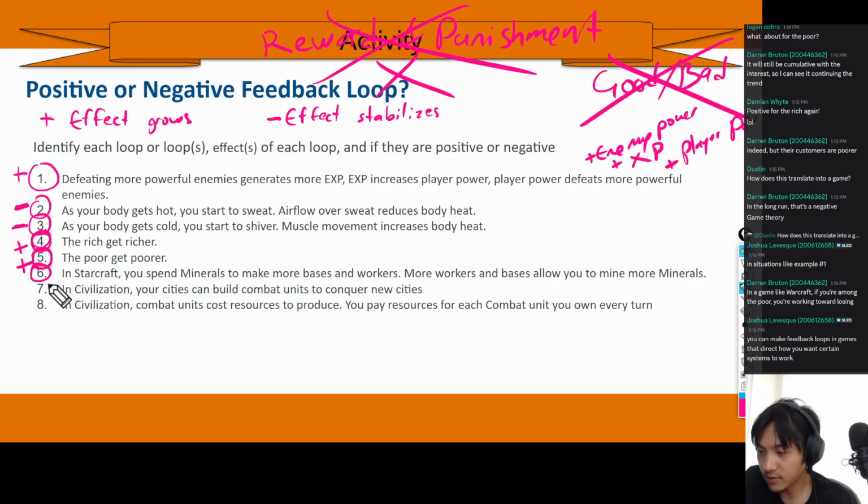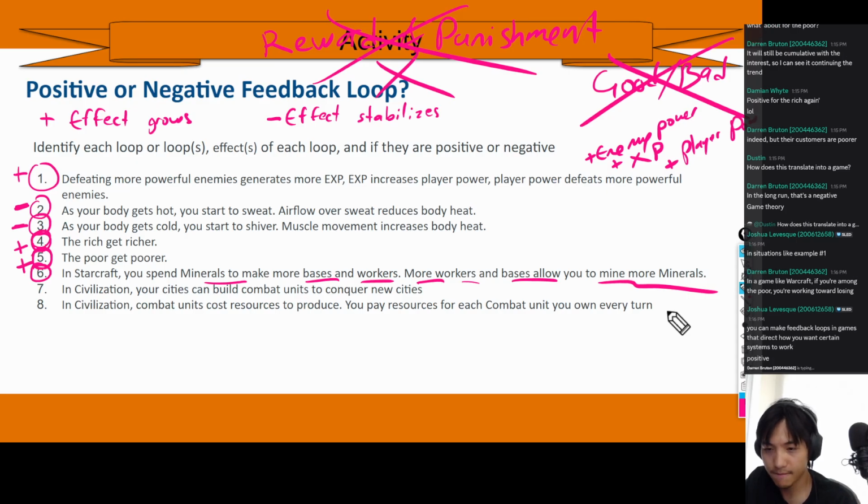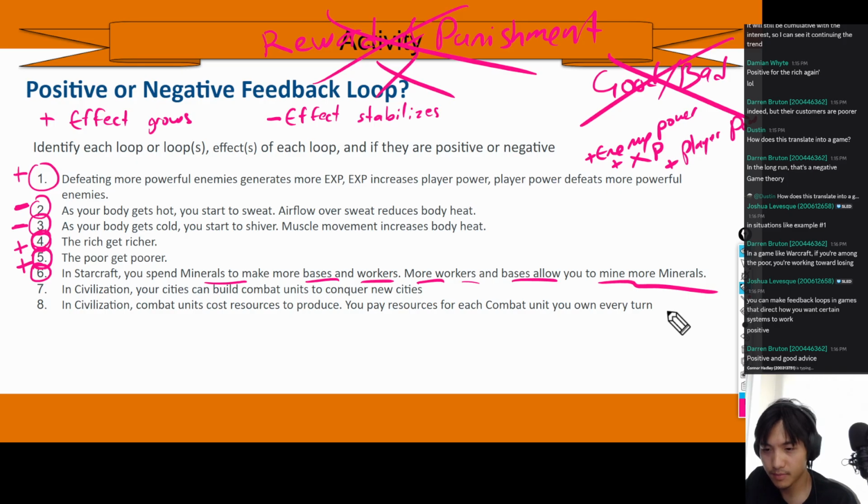In StarCraft, you spend minerals to make more bases and workers. If you have more workers and bases, it allows you to mine more minerals. Positive or negative feedback loop. Should be easy now, right? You have an idea of how it works.